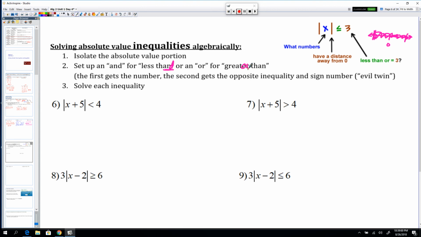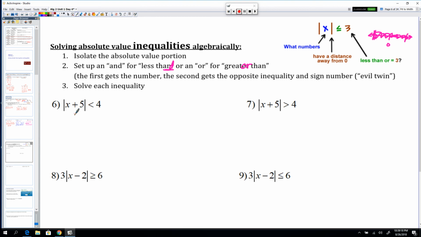And greater for the or, if that helps. And then we would solve each inequality. So let's dive into the examples to show you what we're talking about. So first and foremost, is this isolated? Is there anything around these bars that we need to get rid of first? Nope, it's all isolated, we're all set to go.